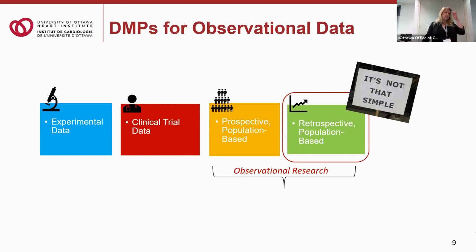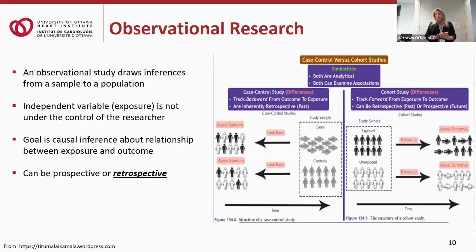Some of the considerations that are really necessary for you to think through in depth when you're using existing data, which I think is increasingly more common in observational research. So observational research, just a quick review, is those studies that draw inference from a sample to a population. The exposure is not under the control of the researcher. We are observing some sort of exposure outcome relationship, and the goal is to draw inference about that relationship. And as mentioned, these can be either prospective or retrospective.